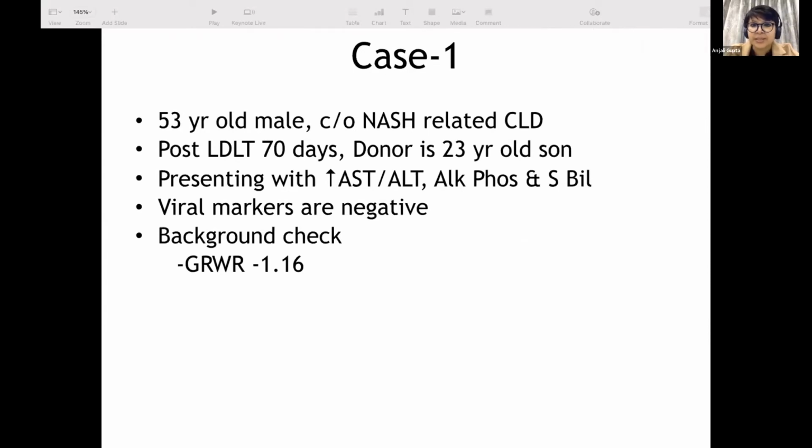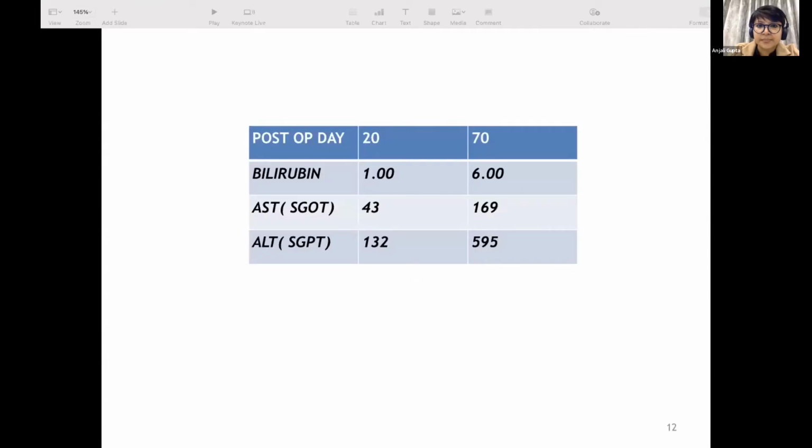So let's have some case-based discussion. Here we have a 53-year-old male, NASH related CLD, post LDLT 70 days back. Donor was his 23-year-old son, presenting with increased transaminases, alkaline phosphatase, and serum bilirubin. Viral markers were negative. Background check revealed a GRWR of 1.16, so it rules out SFSS. Next slide. This is what the bilirubin and AST, ALT look like on post-op day 20 and post-op day 70.